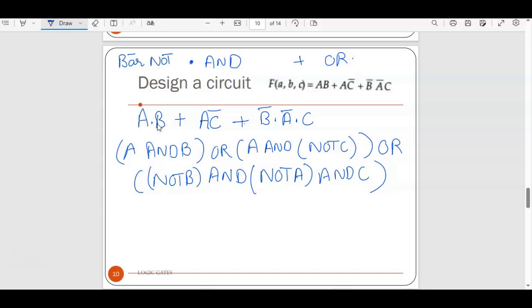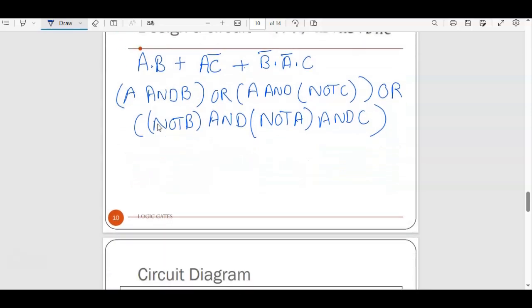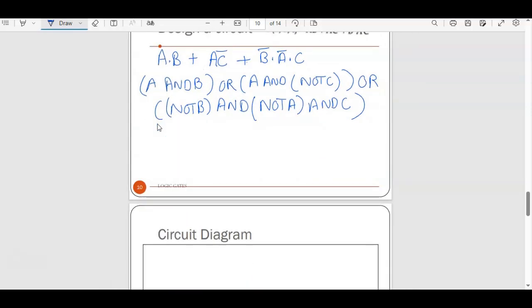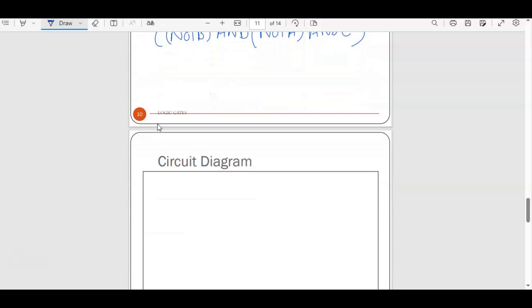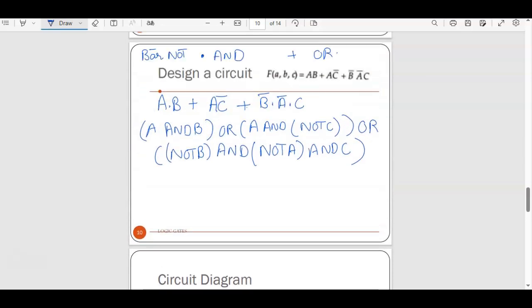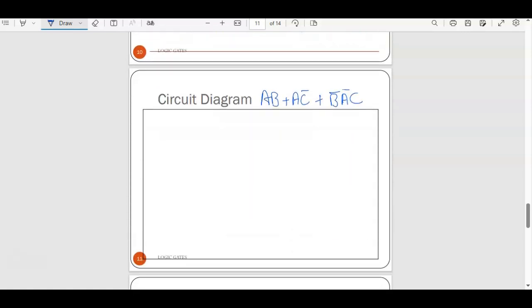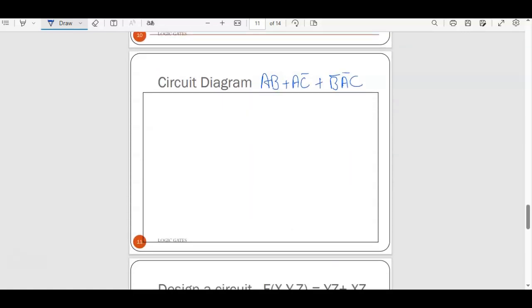So let us draw this circuit now. So I'll draw it in a second slide. Let me reduce the size. So well, the question is, I have to write down AB plus AC bar plus B bar A bar C. Okay, so A dot B, now you understood we have in between the AND gate. Okay, so please draw it properly. You have to draw one AND gate here for these two, A and B. So this is A input and B.